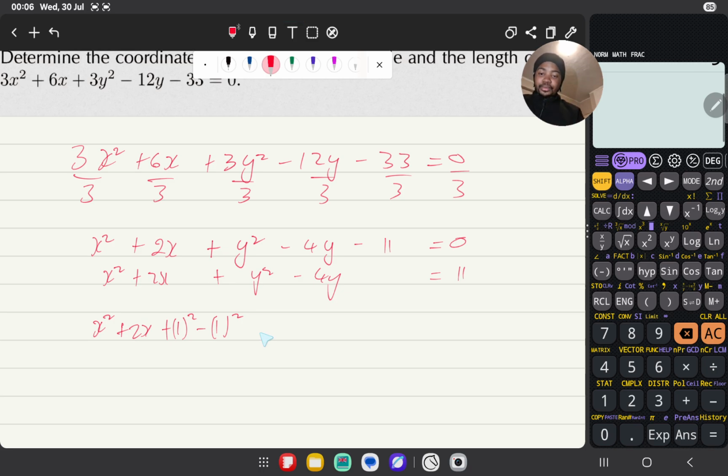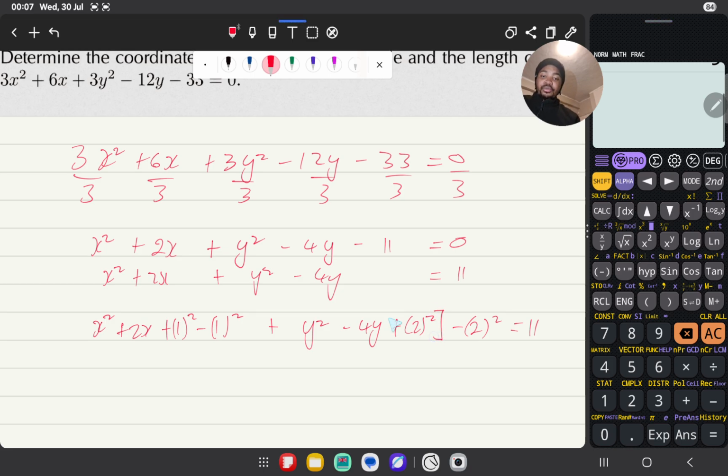Cool. And then for y, right? For y, we have y squared minus 4y. So what's the coefficient of y? This coefficient is 4. Let's divide it by 2. We get 2. And now we square it, right? So here we're going to add the square. So it's plus 2 squared minus 2 squared, right, equals to 11.